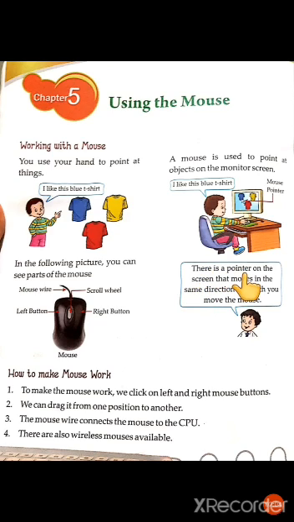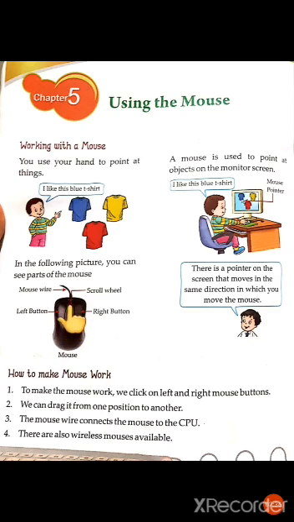Okay, there is a pointer on the screen that moves in the same direction in which you move the mouse. Now in the following picture you can see the parts of the mouse. So here you can see the mouse, and today I will tell you the different parts of the mouse.